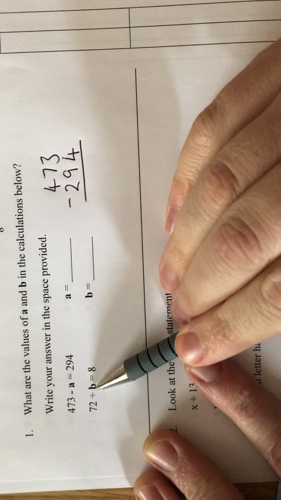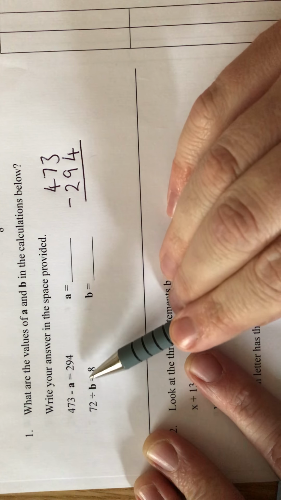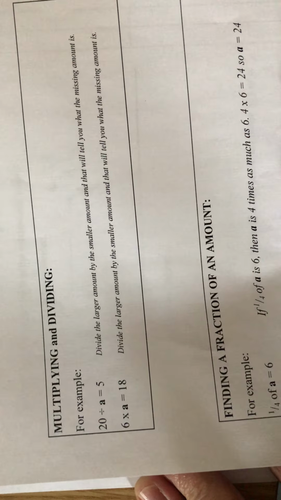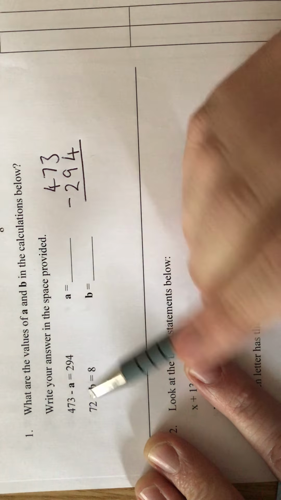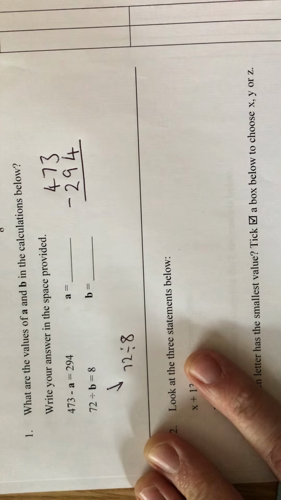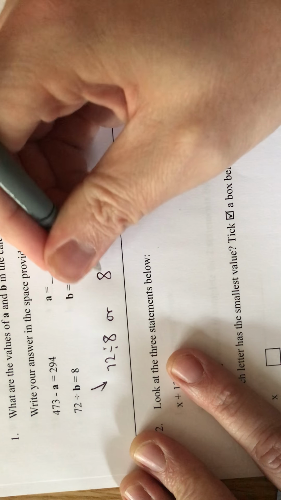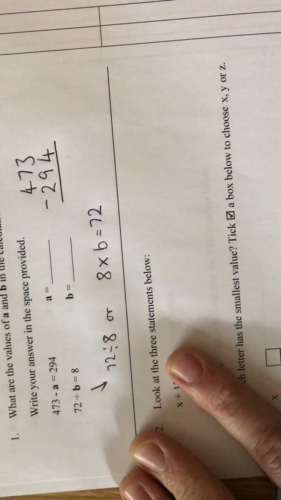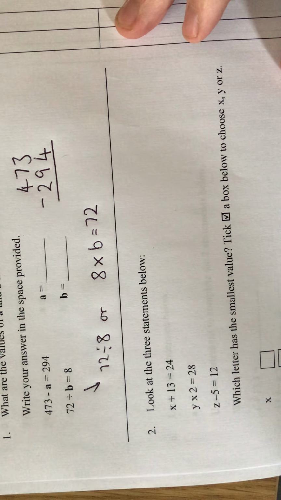So what's the value of B? 72 divided by B equals 8. Well, you could do 8 times what is 72, or you could go back to your tip here where it says divide the larger amount by the smaller amount. So you could do 72 divided by 8, or you could do 8 times B equals 72. That's the other way of working that one out. So that's the first one. I'll let you work those out at home. Okay.